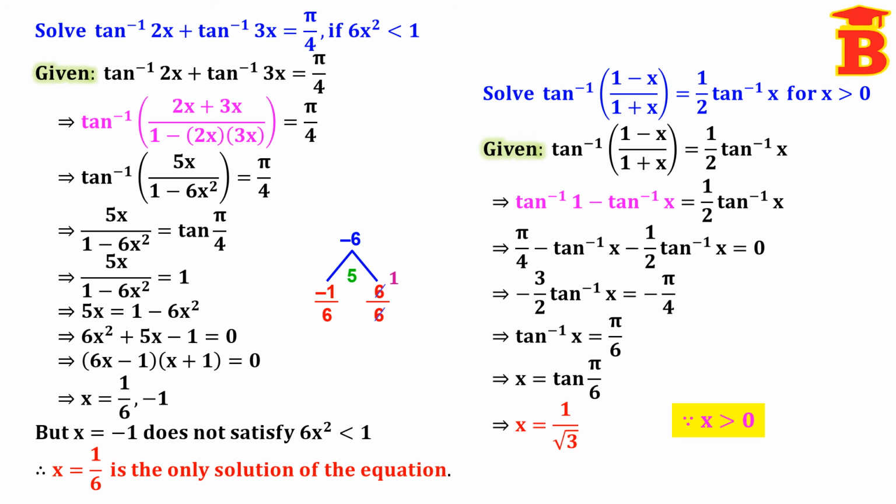Here the condition is x greater than 0. And definitely 1 by root 3 is greater than 0. It is positive. So we can take the answer x is equal to 1 by root 3.